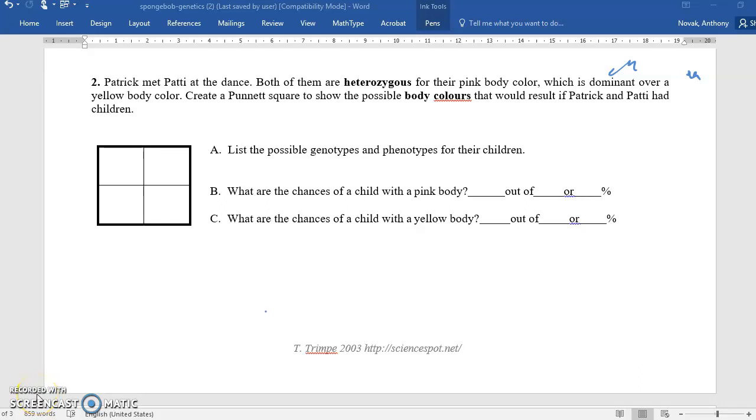Punnett squares with Mr. Novak. Yes, I'll try and take you through setting up a Punnett square and then appropriately answering the questions.